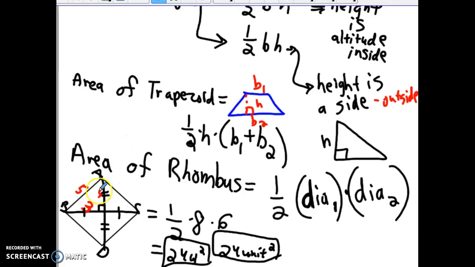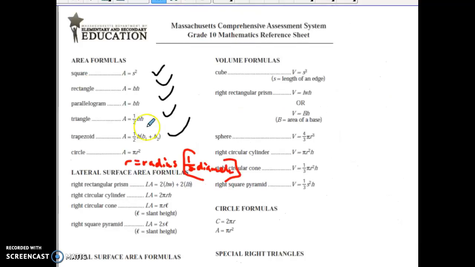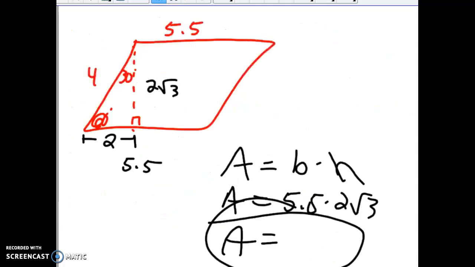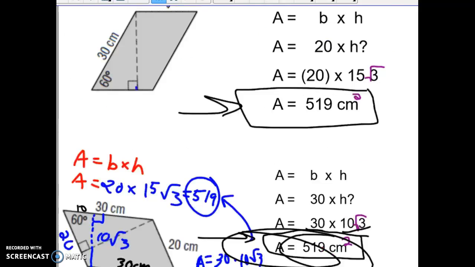Now, to move on, I wanted to show you, this is the MCAS reference sheet. We have now clicked through, we could say we've successfully gone through square, rectangle, parallelogram, triangle, and trapezoid. We're going to do circles. But that's where we're at with the formulas on the reference sheet. But your homework last night, we did number 1 here.